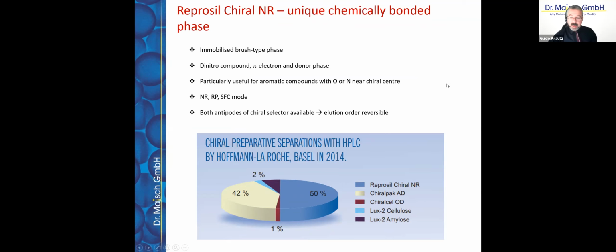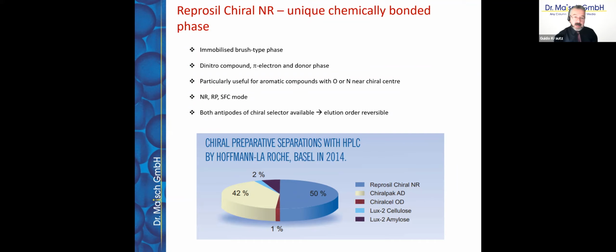Another phase I want to mention here is ReproSil Chiral NR. This is not a polysaccharide phase, but a brush type phase. It contains dinitro compounds as a chiral selector, and it is a pi electron donor phase. The type of chiral selector is similar to that of WELC-01. It's not identical, but it belongs to the same group of compounds.